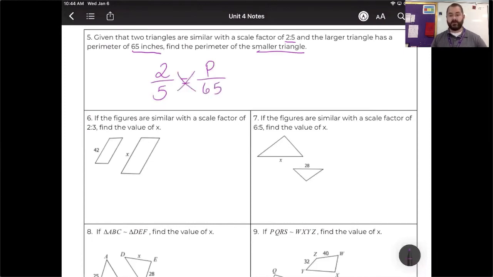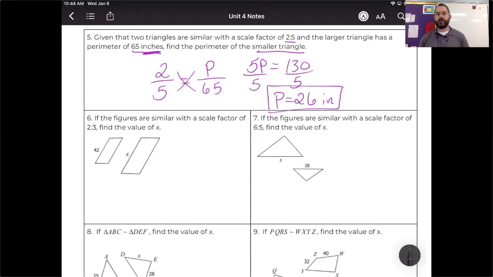So we're going to cross multiply again. 5 times p is 5p, and 2 times 65 is 130. And then we need to divide by 5. And we get that the smaller perimeter then is 26 inches.